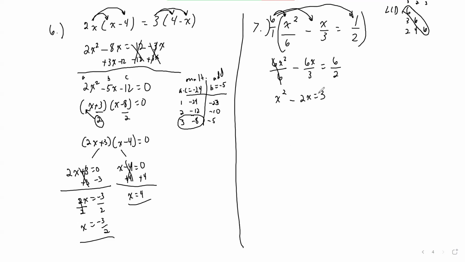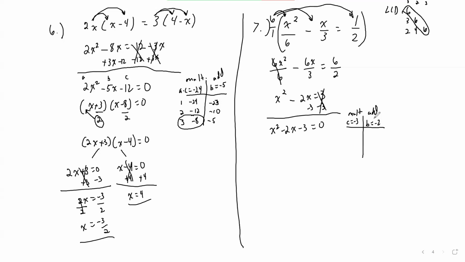And I need to set this equal to 0. So I'm going to move the constant over. So I'm going to subtract 3, since that's the opposite of a positive 3. I cannot combine it, so I'll just rewrite it. And now I have it equal to 0. So now I'm ready for my t-chart. So now I need to multiply to my c, which is -3. Add to my b, which is -2.